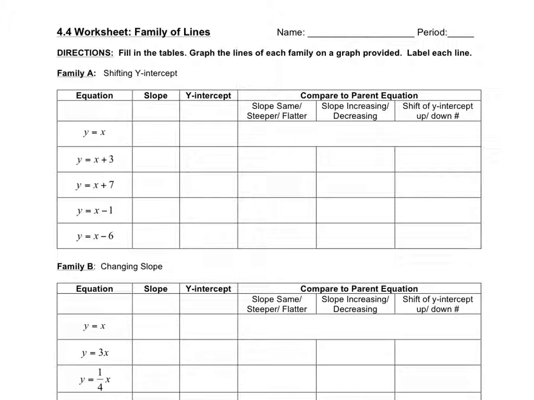You have y equals x. Well, y equals x is called the parent function, so we just write in parent function here. And what is the slope? Well, remember it's 1, and the y-intercept is (0, 0), so you're actually going to put the point. Then we look at number 2, y equals x plus 3, and the slope is the same. It looks like the slope is really the same on all of these, so I'm just going to put a 1 because they all have a slope of 1.